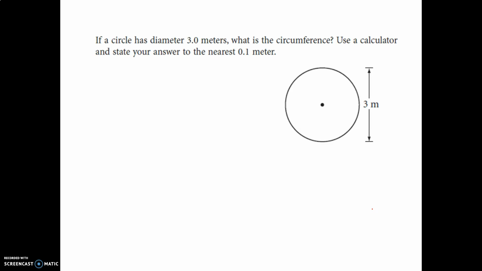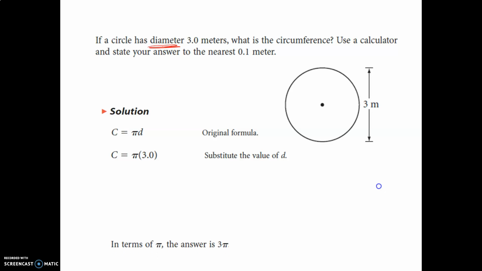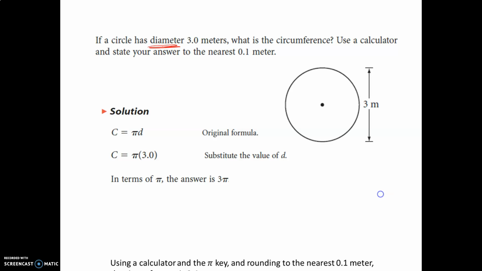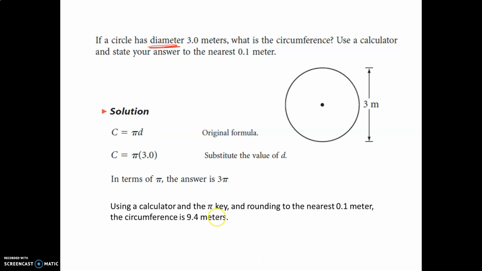Okay, 2 simple problems and then a little bit more complicated one. This one says, if a circle has a diameter of 3 meters, what is the circumference of that circle? Use a calculator and state your answer to the nearest tenth of a meter. So I write the formula, circumference equals pi times diameter. I use that form because they give me the diameter. I put in a diameter of 3. In terms of pi, the exact answer would be 3 pi, but they asked me to round to the nearest tenth of a meter. So when I use my calculator and the pi key and type 3 pi and press the enter key and round it, I get 9.4 meters.